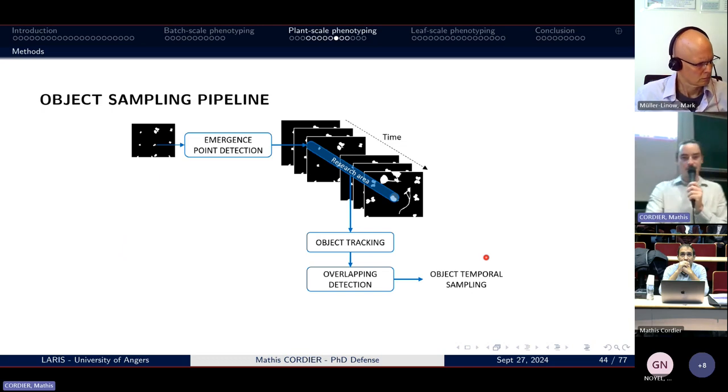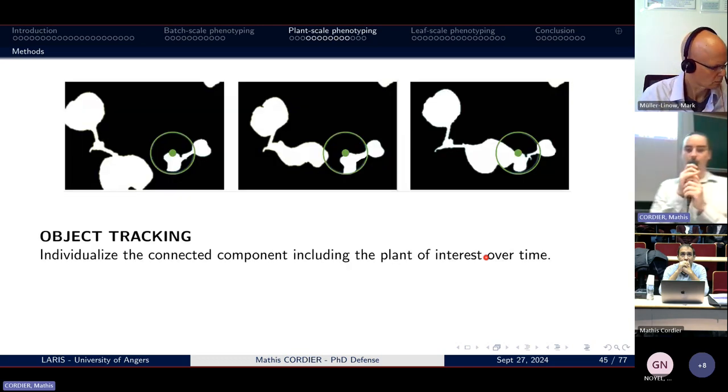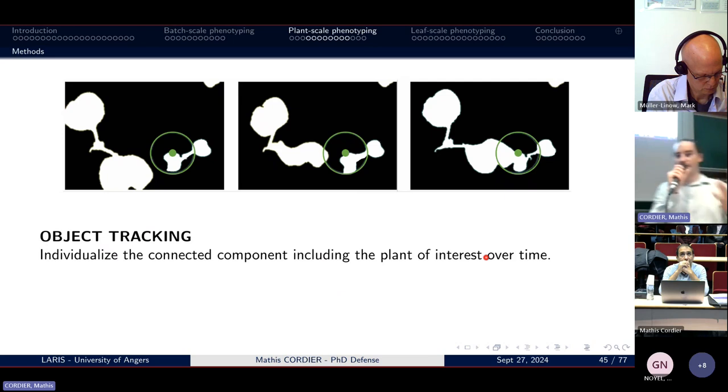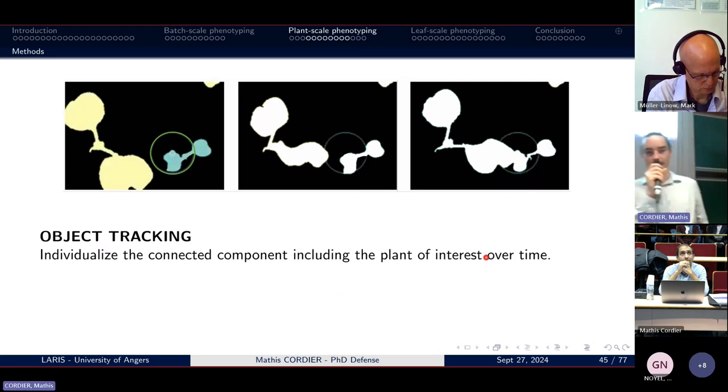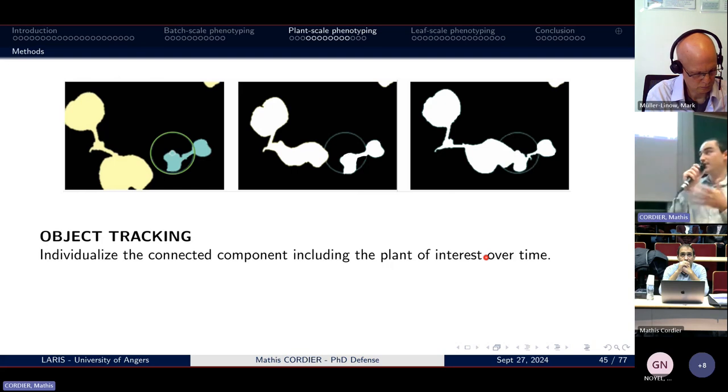So let's focus on the step of object tracking. The goal here is to individualize the connected components, including the plant of interest, over time. And we can distinguish three main cases. In the first case on the left, we have a unique object in the research area. In this case, it is quite a trivial case because we just add this connected component to the tracking.